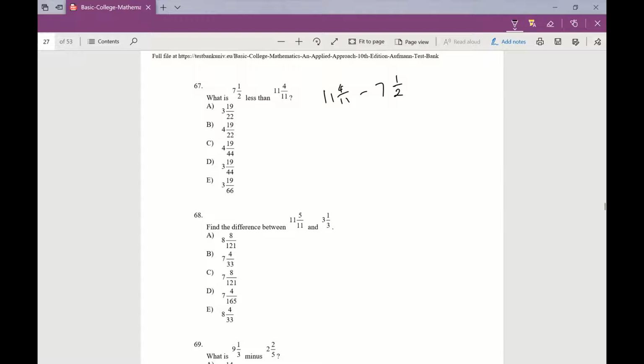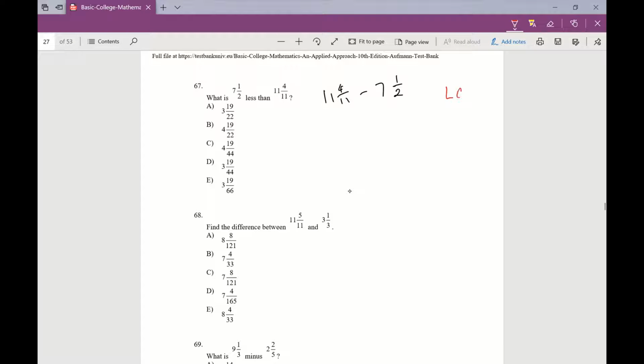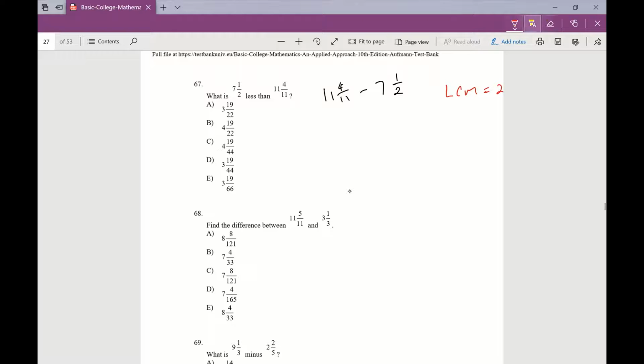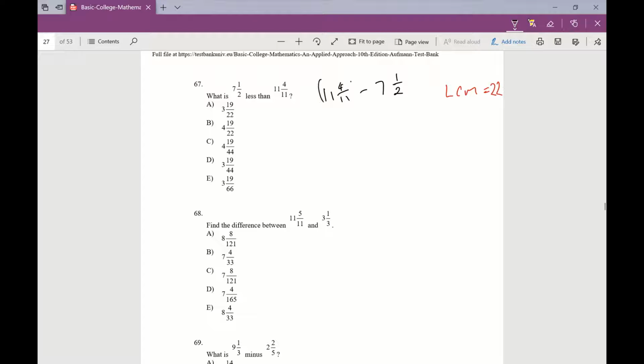So can we do that? We know that the LCM in this case will be 22. Okay. So to modify the first fraction, I have to multiply by 2.